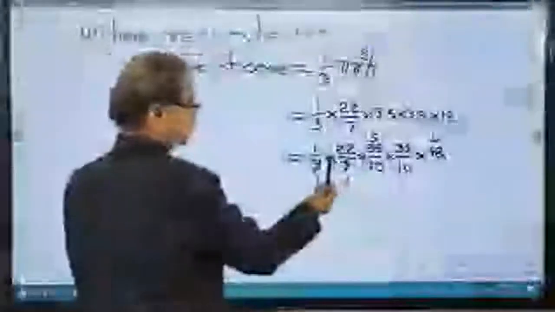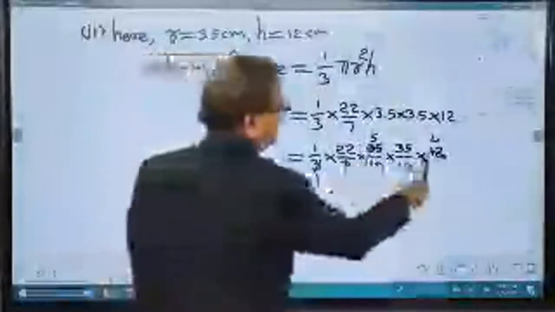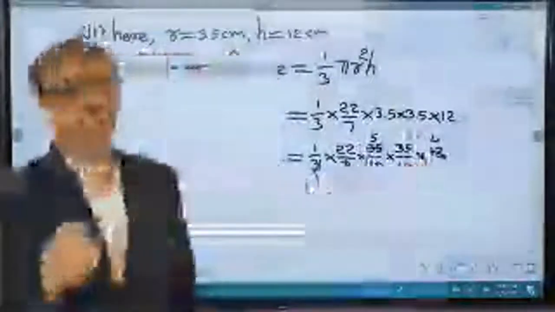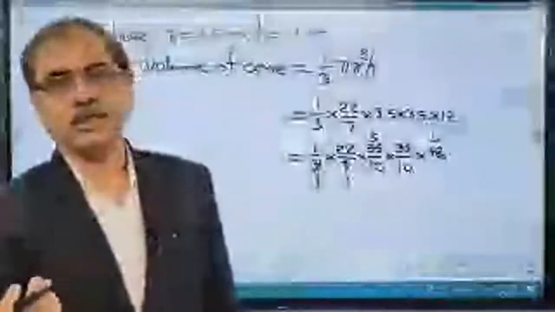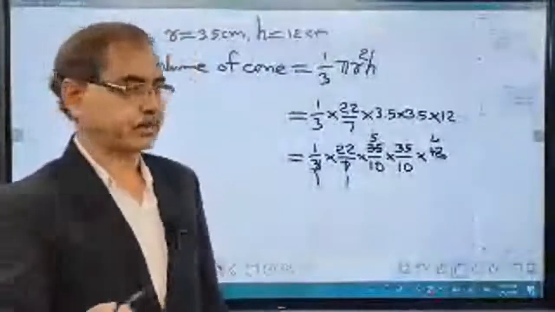So which are the numbers in the numerator? 22 multiplied by 5 multiplied by 35 multiplied by 4. These are the numbers we have in the numerator, and in the denominator we have 10 into 10. So these numbers will be multiplying. That will be our rough work. If you are able to do it in your mind, it is well and good. Otherwise, we will do the calculations in the rough part.